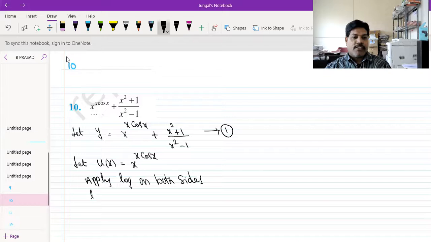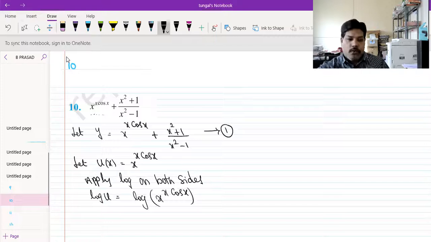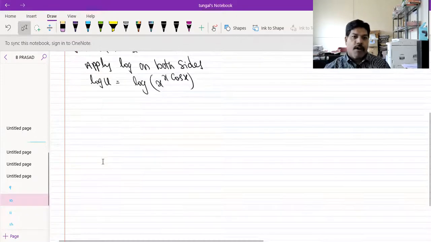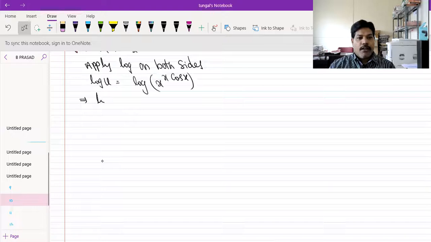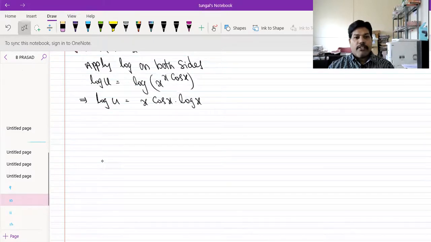What happens? Already you know that log u is equal to log of x power x cos x. The function is in the form of log of x power n. So automatically this power will come into the front, and it will become log u is equal to x cos x into log x.